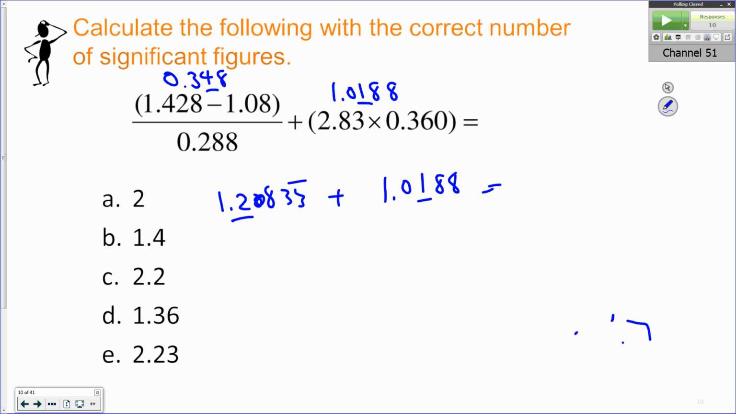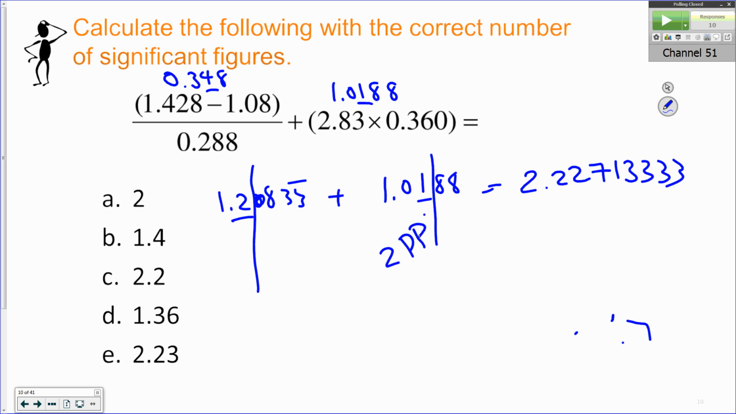Okay, that's what my calculator spits out. In addition, it's the number of decimal places that are the limiting factor. In this case, I've got 2 decimal places, versus 1 decimal place. I had it right the first time. I changed that decimal places. 1, 2. I had it right the first time, and then I changed it for some reason.